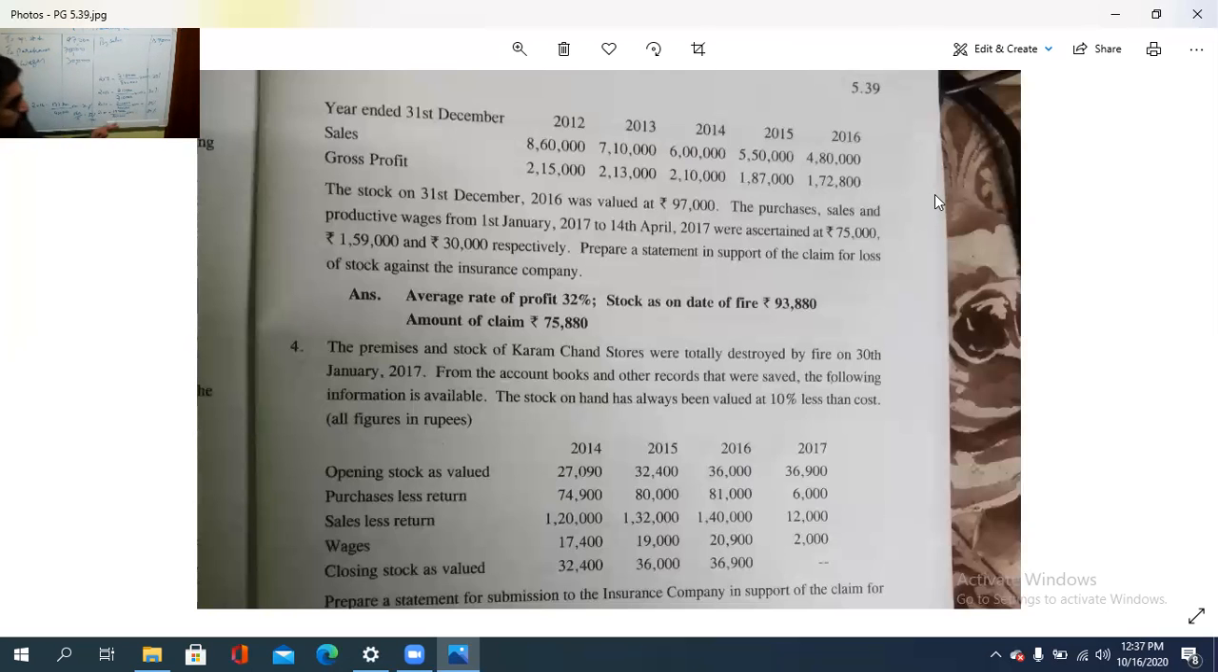How it is to be? All the gross profit ratios to be calculated and that to be divided by 5, we will get the average profit. Then we need to calculate the gross profit for the year 2017. That is 32% on 1,59,000. 1,59,000 into 32% is 50,880.